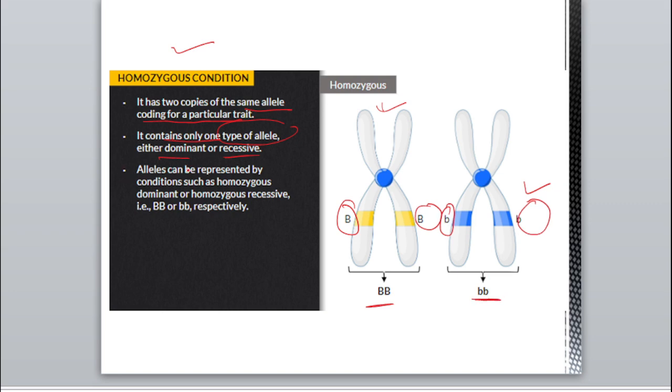Alleles can be represented by conditions such as homozygous dominant or homozygous recessive. So capital B is homozygous because both are the same but dominant. Small b is homozygous but recessive. So we always represent the dominant allele with a capital letter, and with a small letter we represent the recessive.